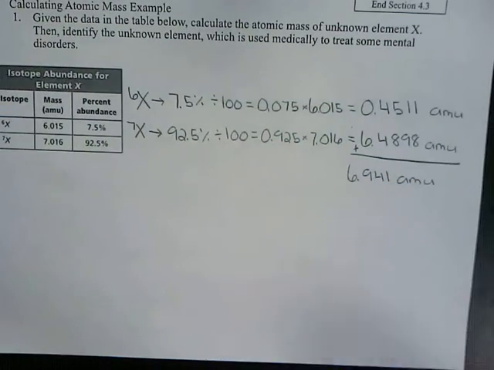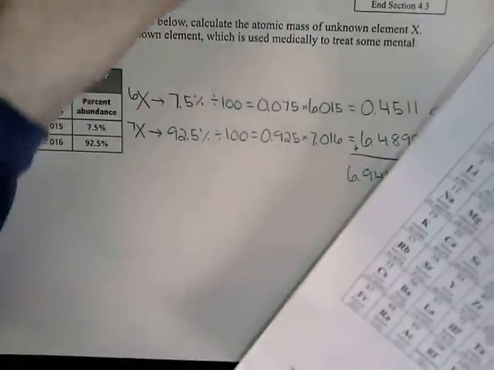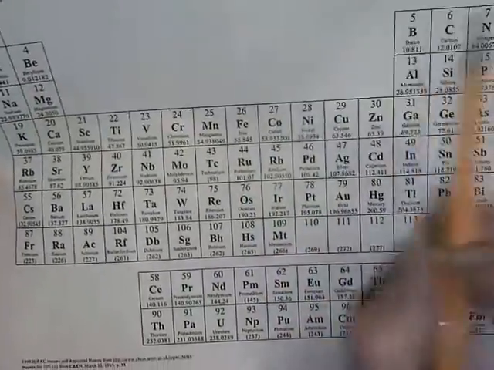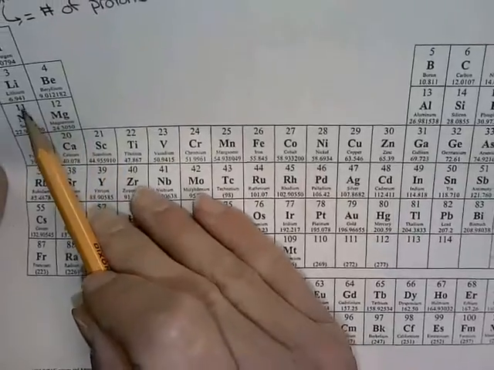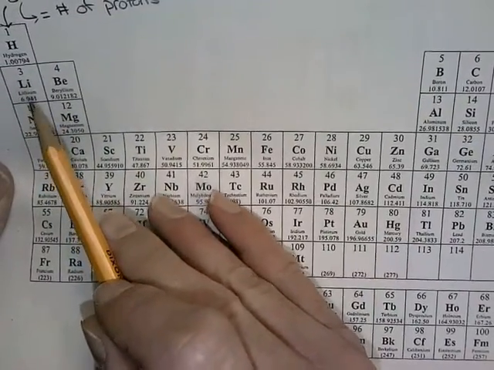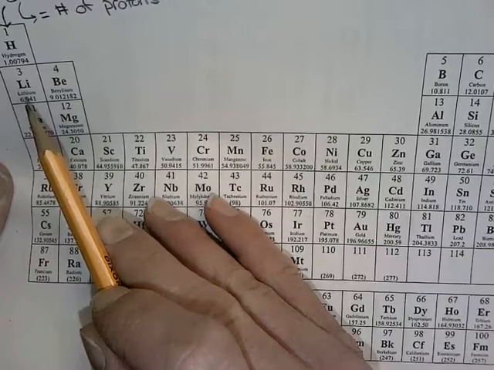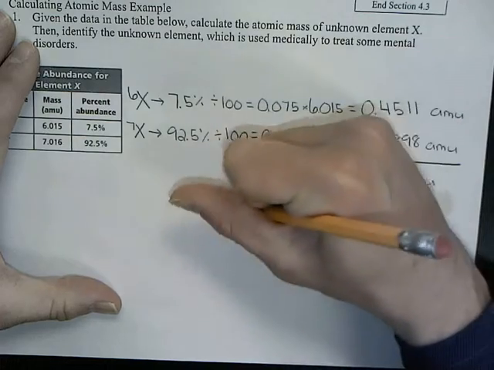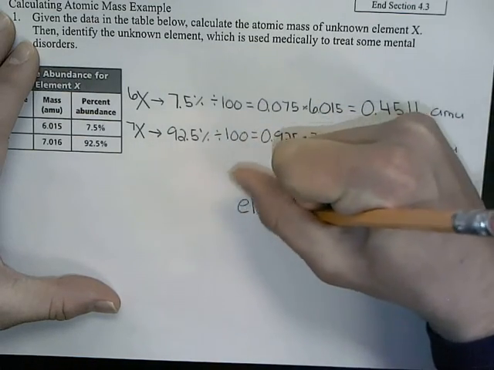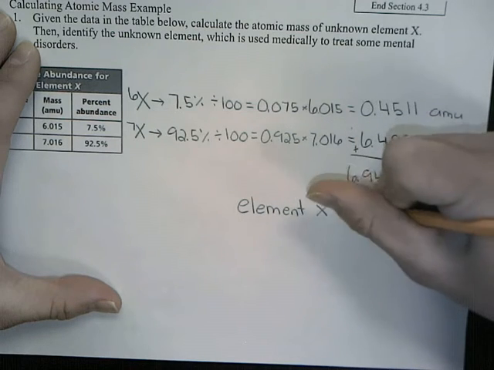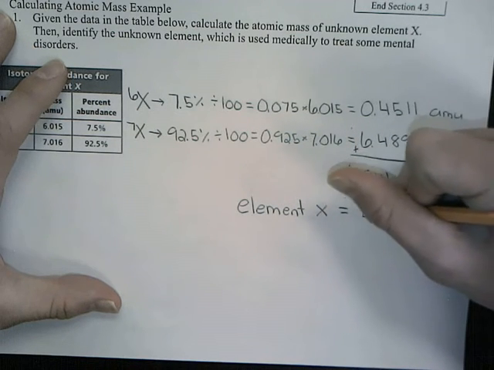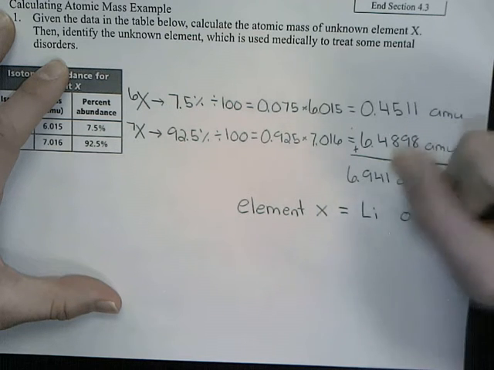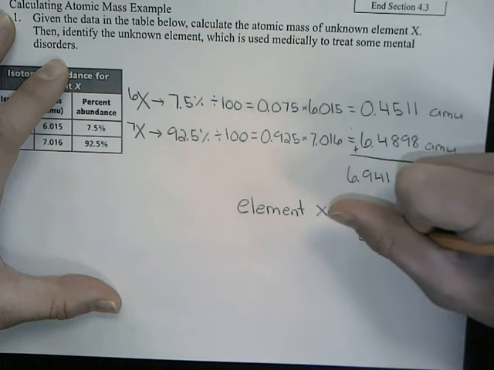Okay, now we're not quite done because we've just identified the average atomic mass. According to this problem, this should be an exact element on the periodic table. So I'm going to scroll over and find, oh, hey, look, the element that has an atomic mass of 6.941 is lithium. Okay, so element X is lithium. Or if we want to put the name, we can put lithium.